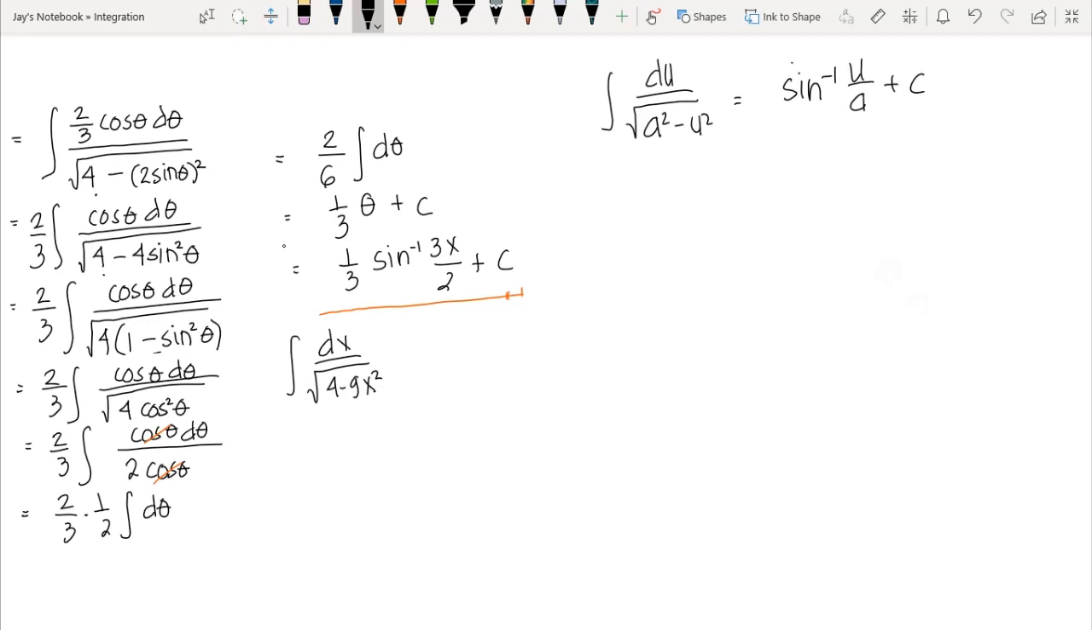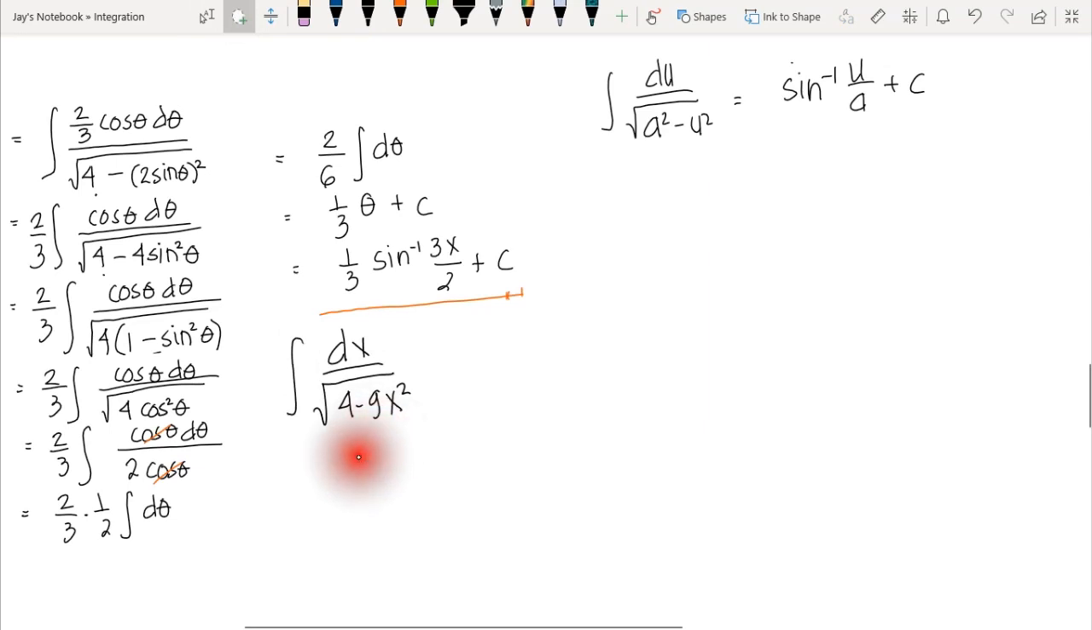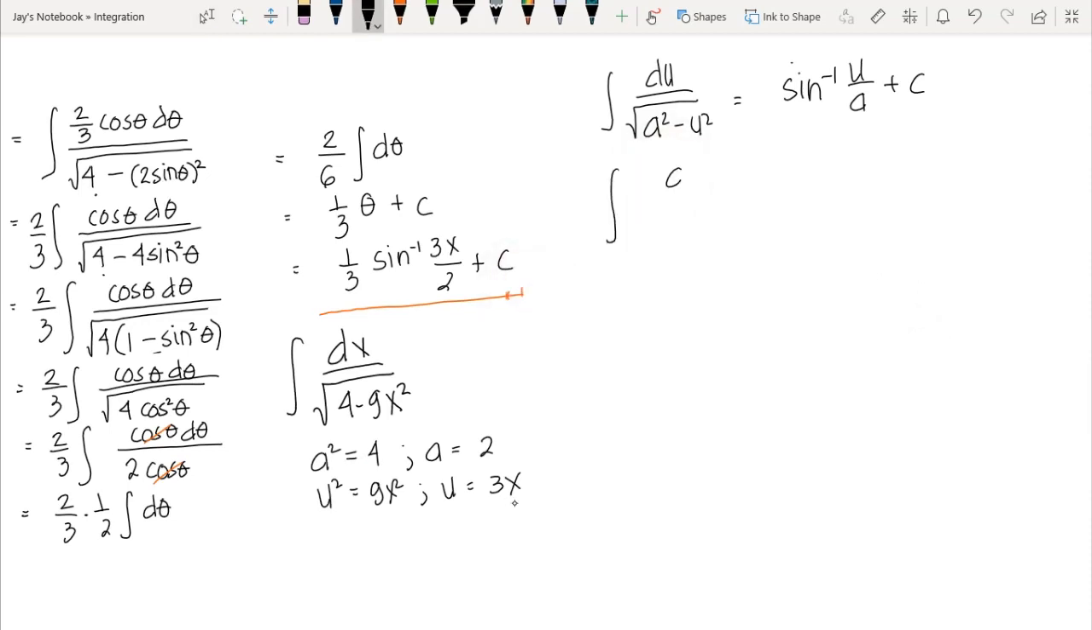Now in our problem, we have already determined the a. So our a squared here is equal to 4, therefore our a here is 2, correct? Then our u squared here is 9x squared, so therefore our u here is 3x. If we try to rewrite this one, we have dx over the square root of 4, that is 2 squared, minus our u, that is 3x raised to 2. In this case, this is our a, and this one is our u. We can substitute a and u in this function.